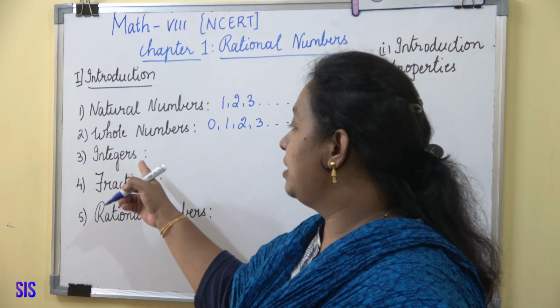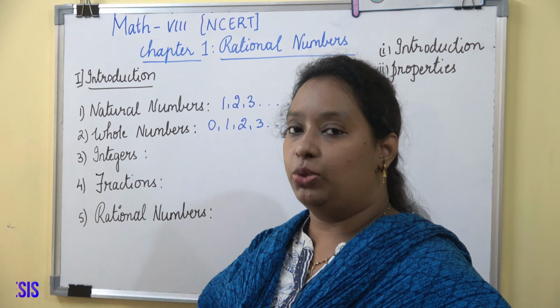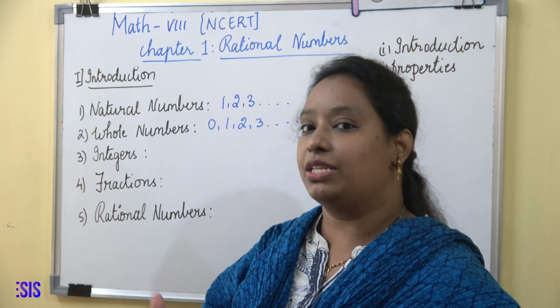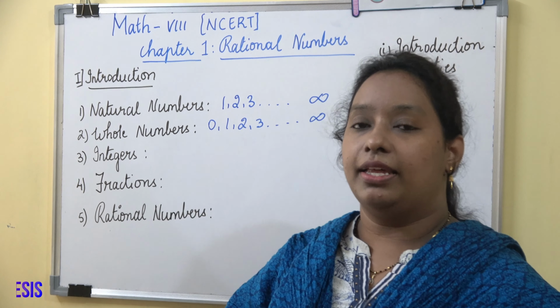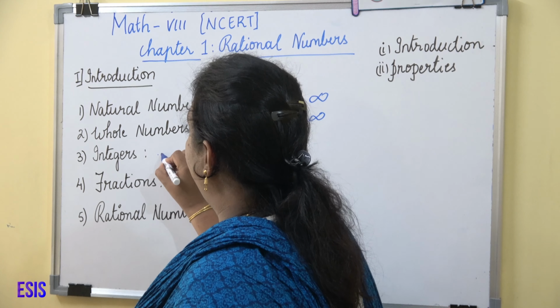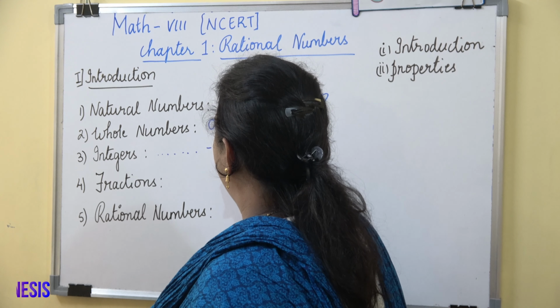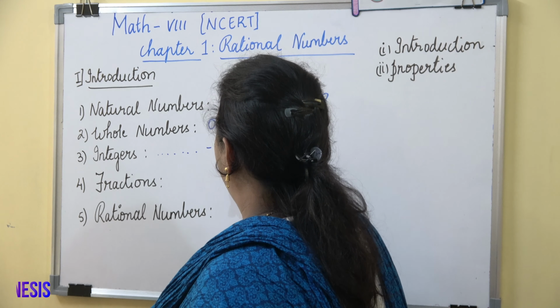Then comes the concept of integers. What are integers? Integers are numbers which have the negative numbers as well as the positive numbers together. So it will start from negative infinity, ..., -2, -1, 0, 1, 2 and so on. That's the concept of integers.